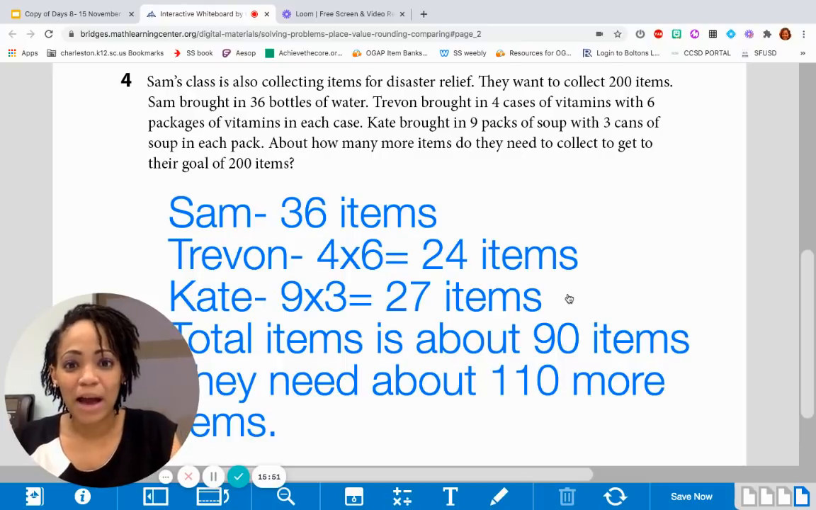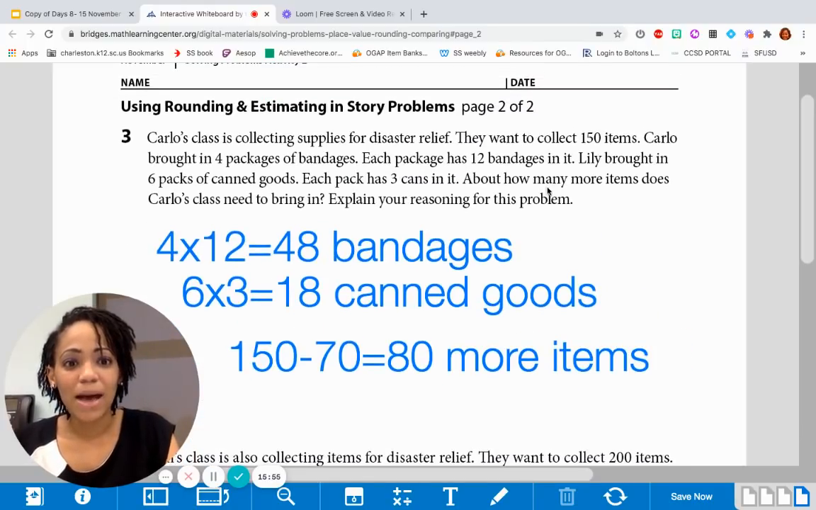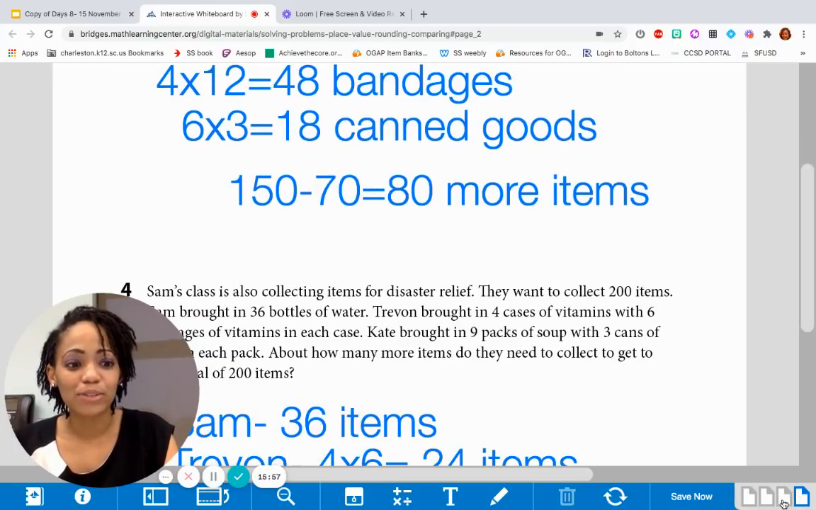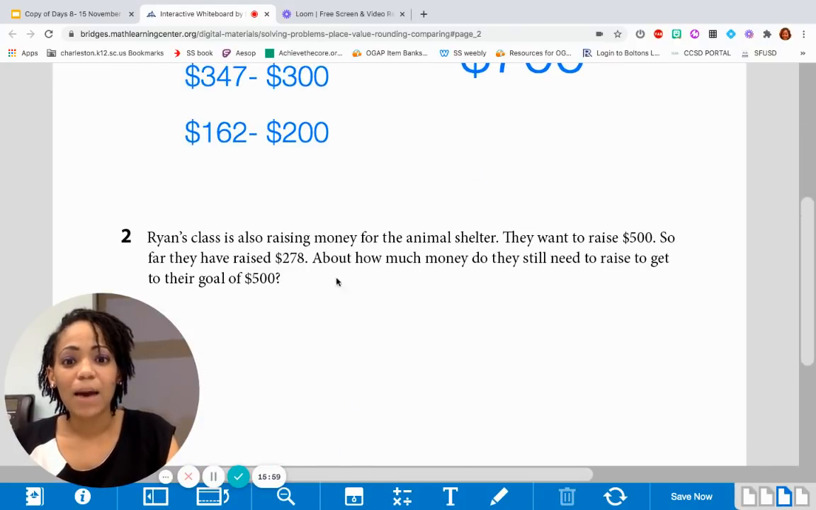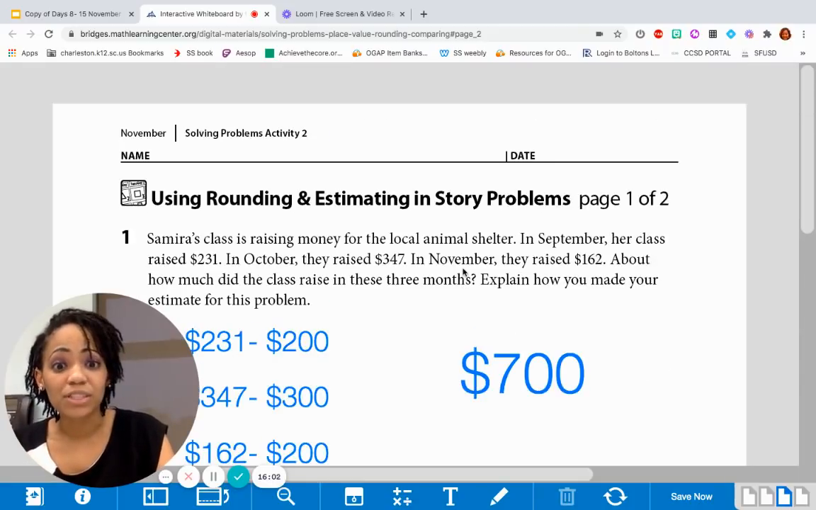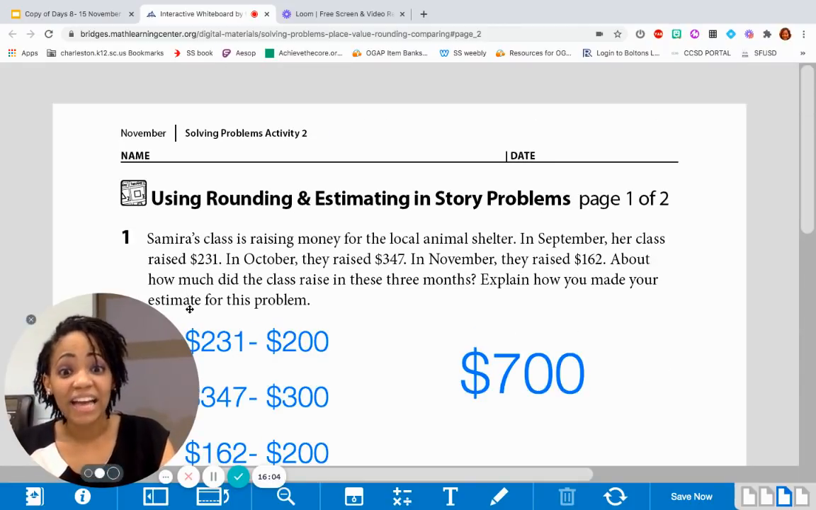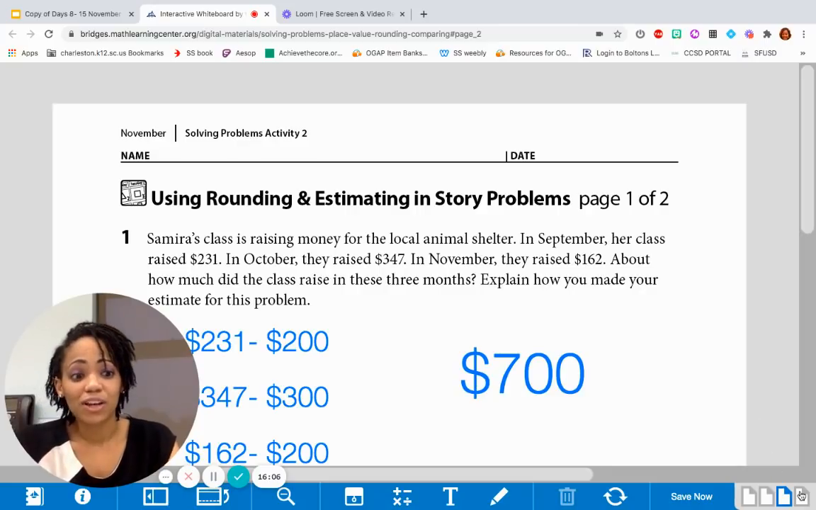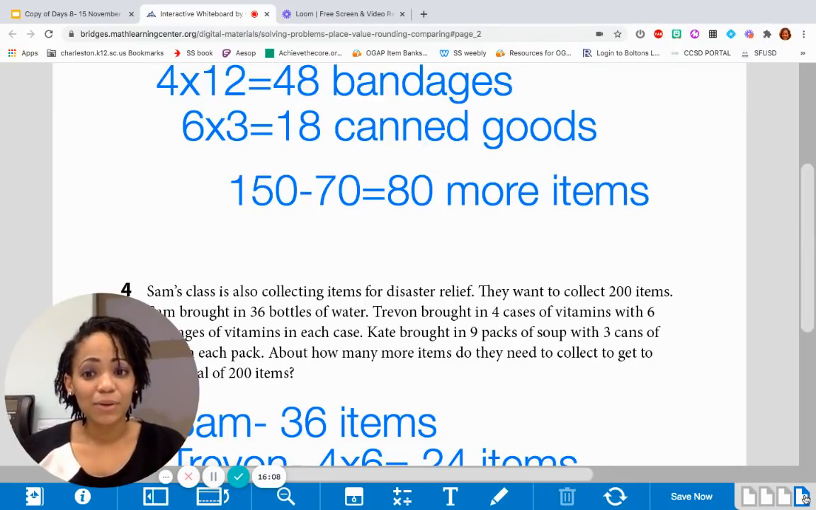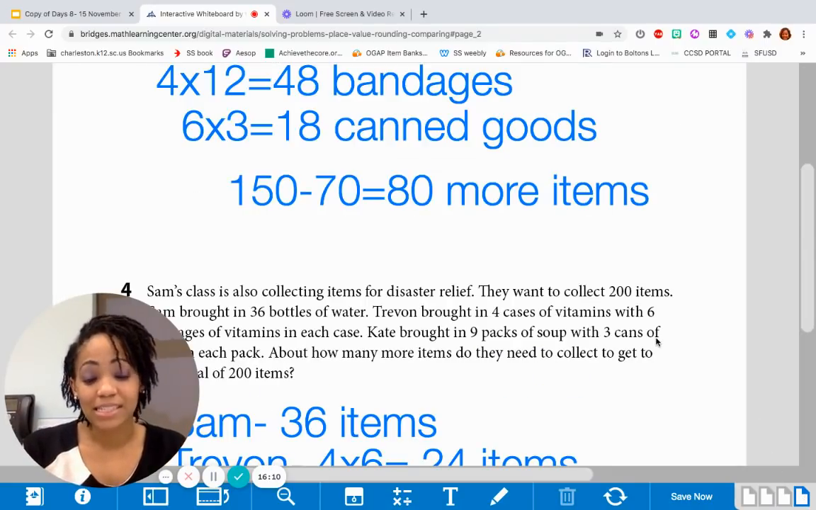Anybody notice the about how many? Look, about how many? About how many? We can even go to the first page and it would say about how many or about how much, which is the same in essence. This one actually said estimate, like we just talked about. So about how many is another one of those key terms that'll signal you need to round and estimate.